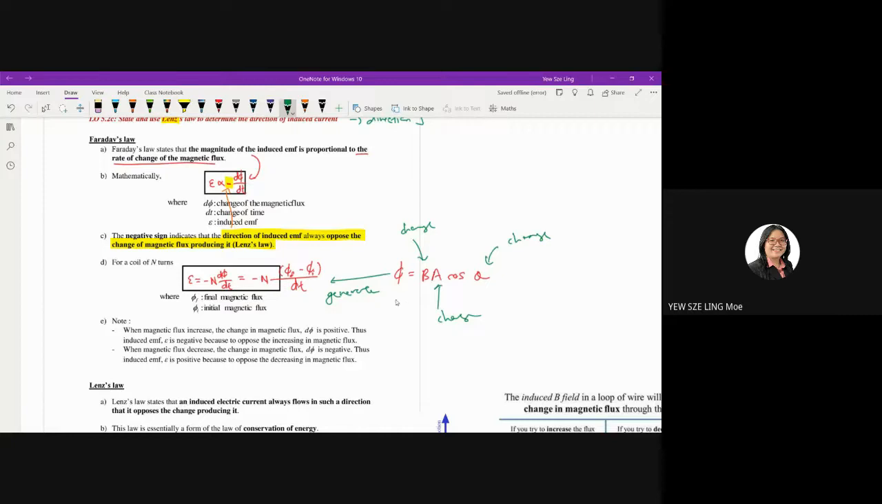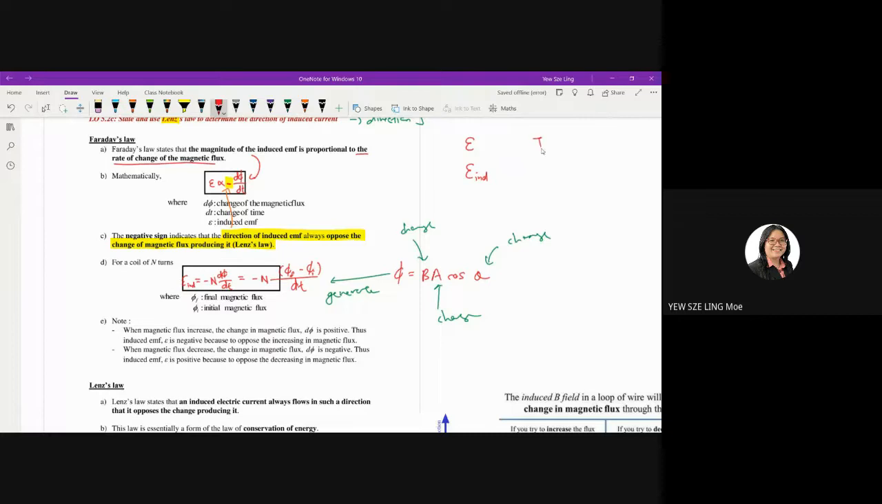Now, to be more precise, I encourage you to write it as EMF with subscript ind, to show that this is induced EMF. Why? Because in equations, you will have a normal EMF that is coming from the power supply, and you will have an induced EMF that is being generated in a coil.